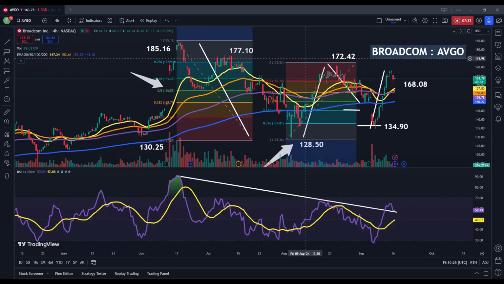So here's the current stock market analysis for Broadcom Incorporated, stock ticker AVGO.